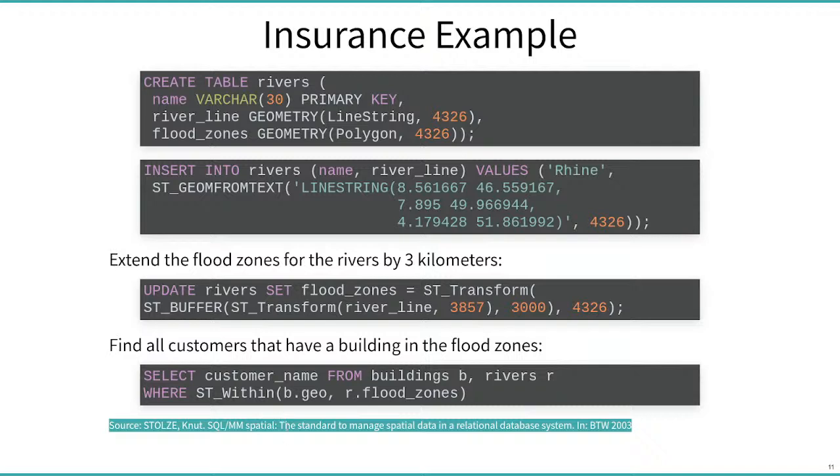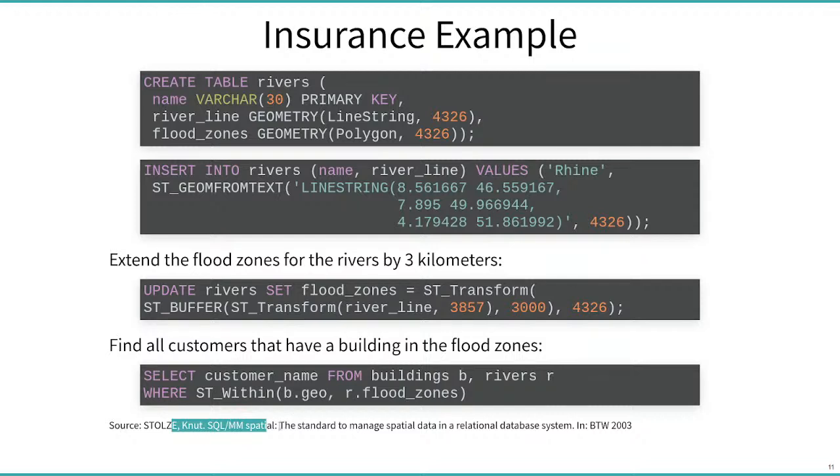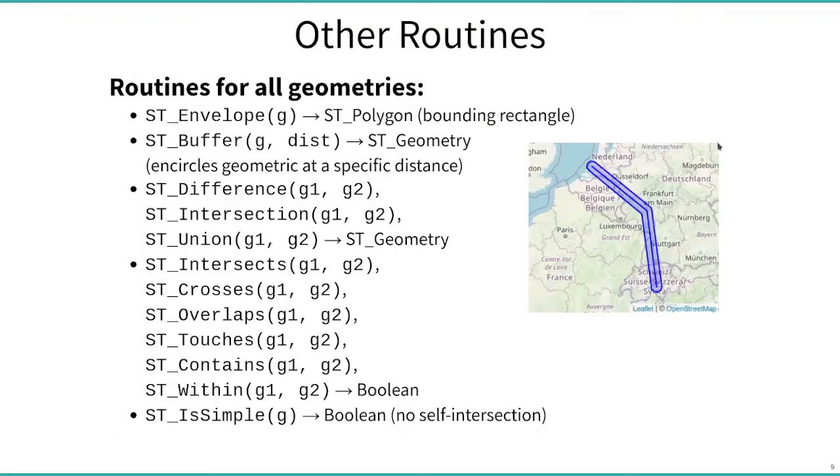These are some facts out of this paper. It is a paper which simply describes what this SQL spatial standard is about. It's a standard to manage spatial data in a relational database system from some years ago, and it uses a very nice example which I really liked, so I used this example here. We create a table rivers. That's the river table which I already had on this slide, and I insert in this table just for testing one single river, the river Rhine.